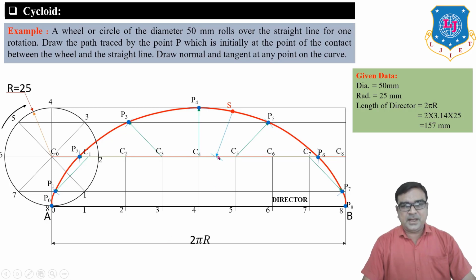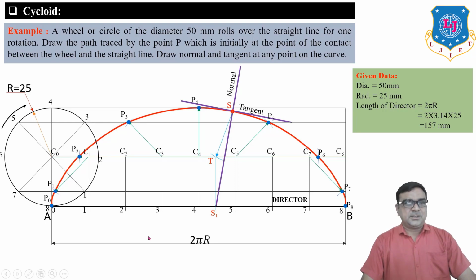Now join S. Now draw an arc by taking center S1, radius 25, and draw the arc on the center line, which is T. Now from T draw a vertical line up to horizontal line AB. That point is S1. Now join S1 and S with a straight line. This line is the normal and perpendicular to the tangent. So this is the cycloid.